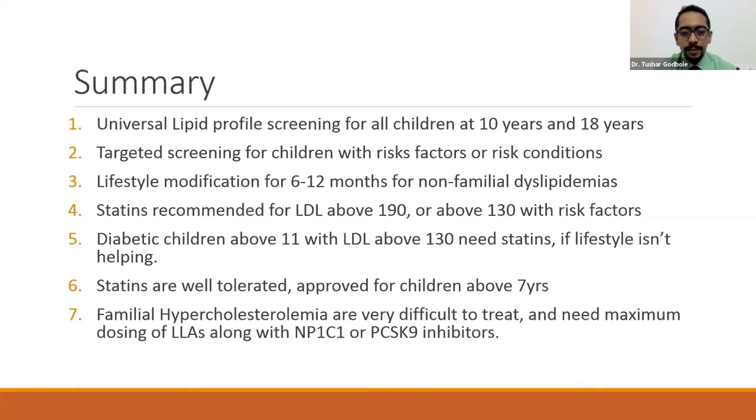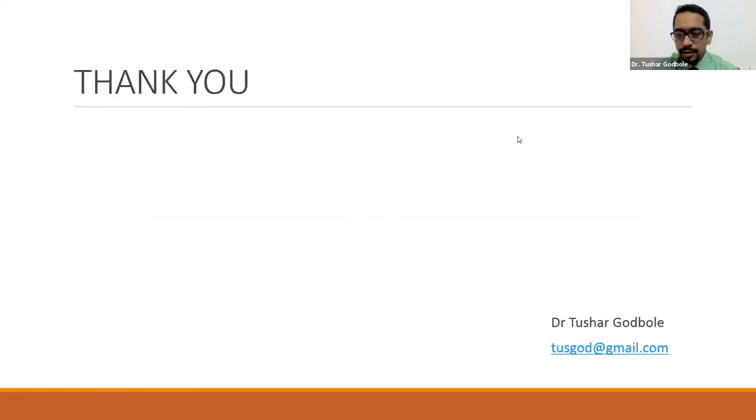And the familial hypercholesterolemias are very difficult to treat, and in the homozygotes it is almost impossible to achieve the targets, and they need the maximum dosing of lipid lowering agents along with the NPC1L1 inhibitors like ezetimibe or the PCSK9 inhibitors like alirocumab. With this, I conclude my talk, and since Dr. Khadgawat sir sees more hyperlipidemias than me, I'll invite his comments and his insights also.